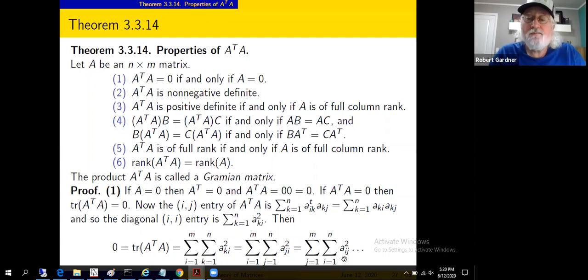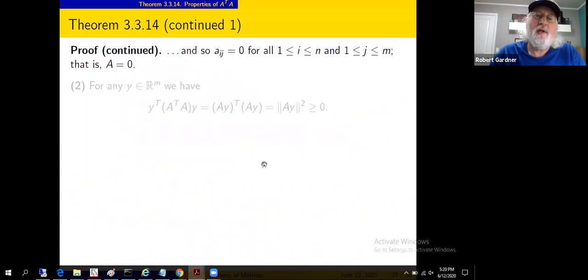A sub ij squared must be 0 because when you sum them up, you get 0. And that must hold for all i and all j. In other words, next slide, all the A sub ij's are 0. And so matrix A is 0. And that was the claim.